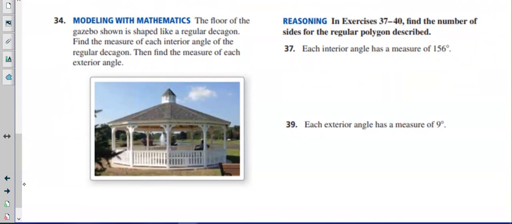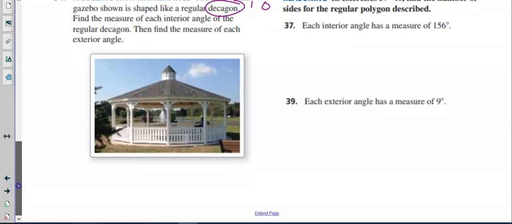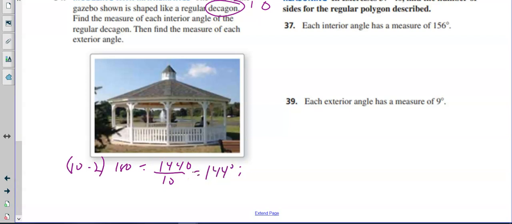And last few problems. The floor of the gazebo is shaped as a regular decagon. That's a 10-sided shape. Find the measure of each interior angle and exterior angle. So this is the same problem. We just need to know what a decagon was. So 10 minus 2, which is 8, times 180 is 1440. Divide that by 10. That's 144 degrees interior. If we subtract that from 180, that's 36 degrees exterior.